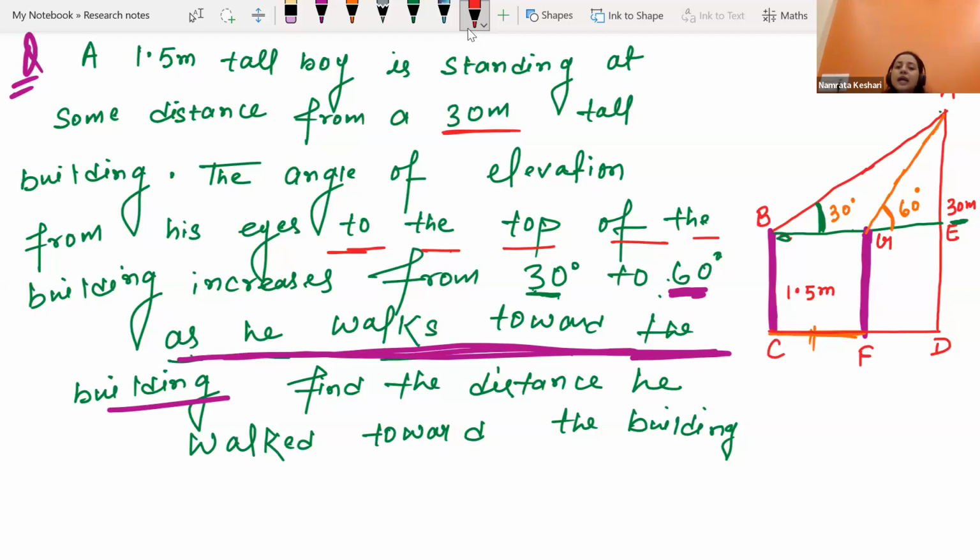Now focus on right angle triangle. The right angle triangle is the above one only, ABE. ABE is a right angle triangle and AGE is also a right angle triangle. Yes or no?